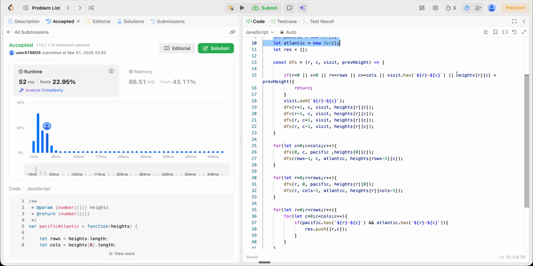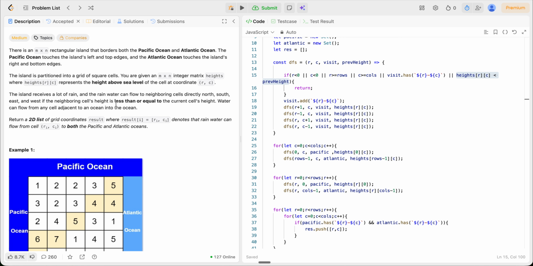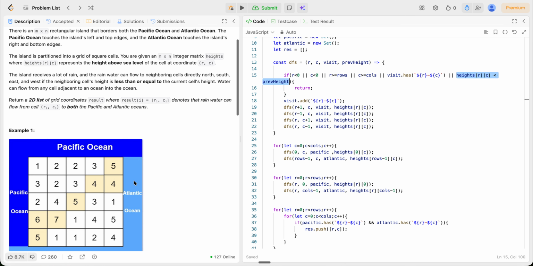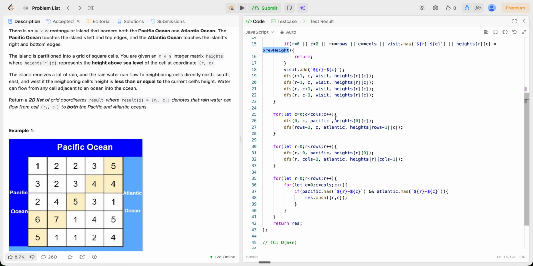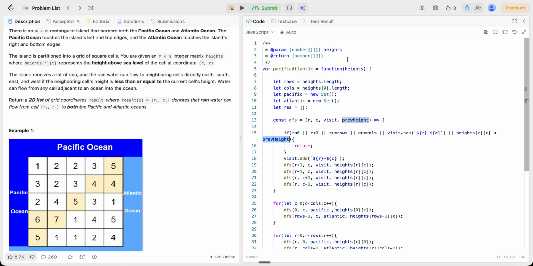And one thing which we reversed here is the condition. The condition they have given is less than or equal to the current cell, but we are having a reverse check here because we are flowing from the Atlantic and Pacific Ocean to the cell, so the order will be different. That's the reason we are having a different condition here, and the rest is simple and straightforward.